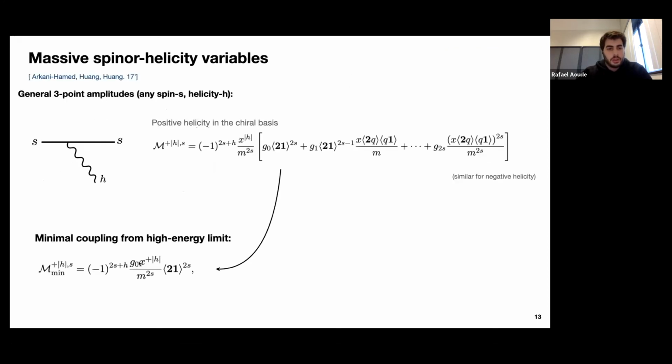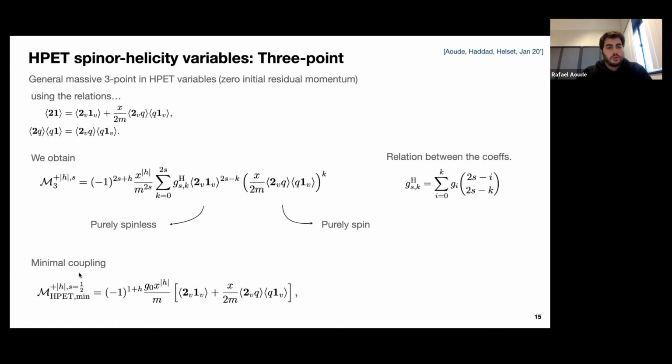And if you remember, the minimal coupling from the high energy limit in the traditional variables is written like this. So if you look at the formula for spin S equals 1/2, what you obtain is just this term, which has one spinless effect and one spin effect.